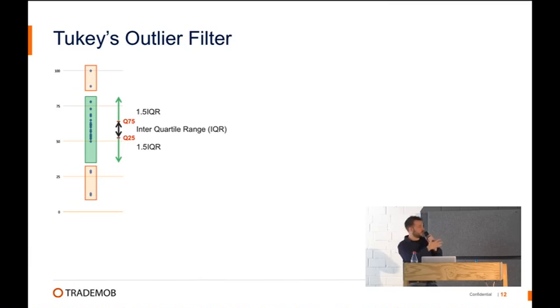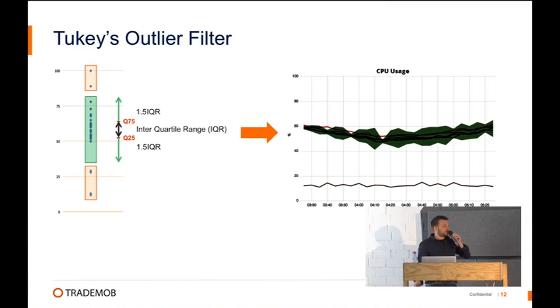Of course, this is only a snapshot. We are handling time series data. So in practice, it looks more like this. So we have a couple of metrics plotted here, and we have again this green band, which is exactly the same as on the left plot.